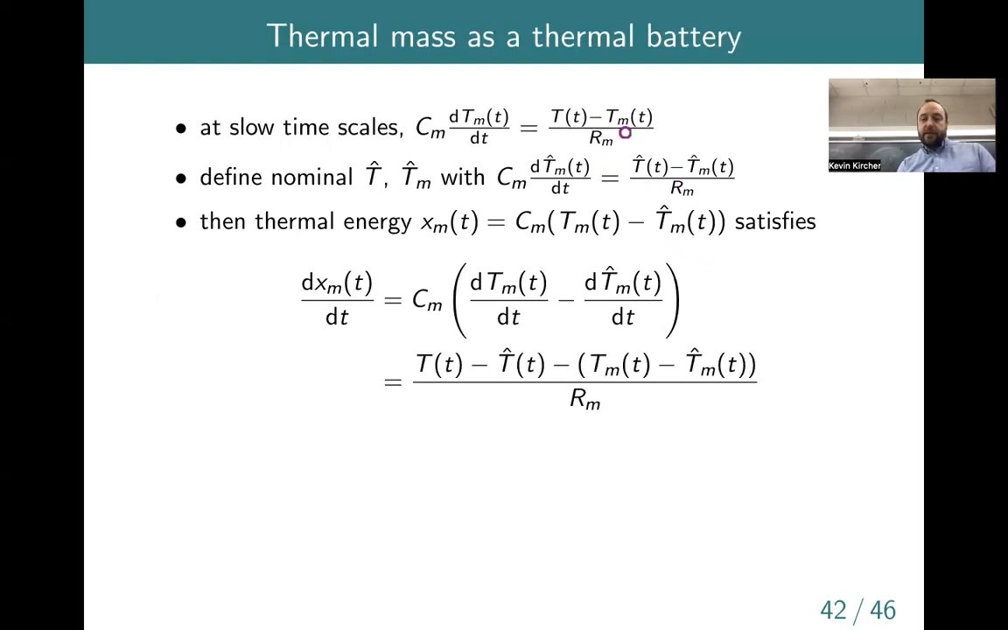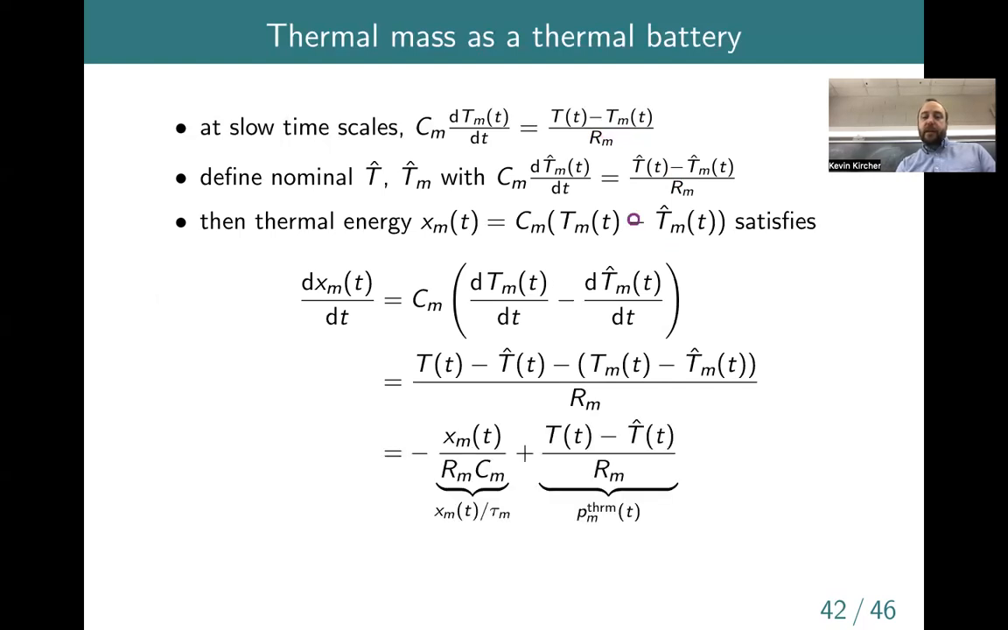Take this guy, subtract it from this guy. And then we note that this thing in parentheses here is just equal to this thing up here with a minus sign divided by Cm. So that's negative x divided by C. So we note that there's an R here as well. That gives us one term, minus X divided by RC. And that RC has units of time again. So this is a time constant associated with the mass.